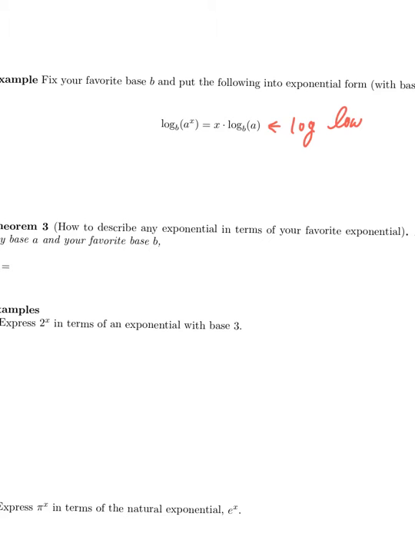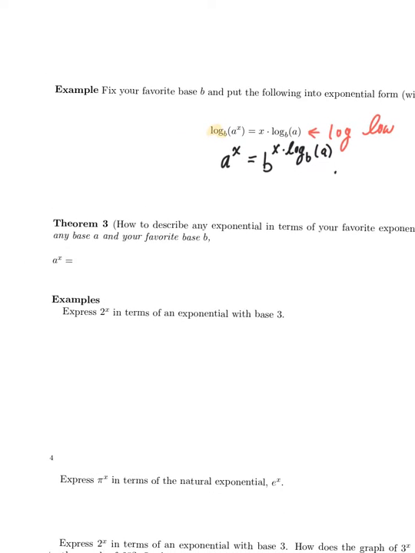I see the log base b of a thing is equal to a thing. So I can rewrite this in exponential form, and if I do that, what do I get? Well, I'm taking the log away from the left-hand side, so I'll have a to the x on the left-hand side equal to b raised to the power x times the log base b of a. And that is a compelling and important result.